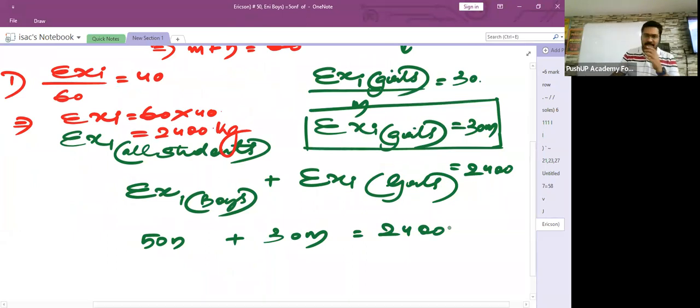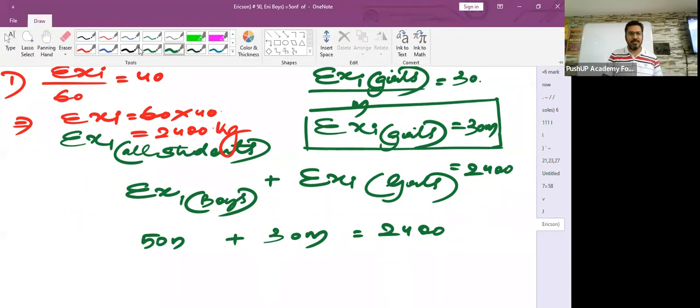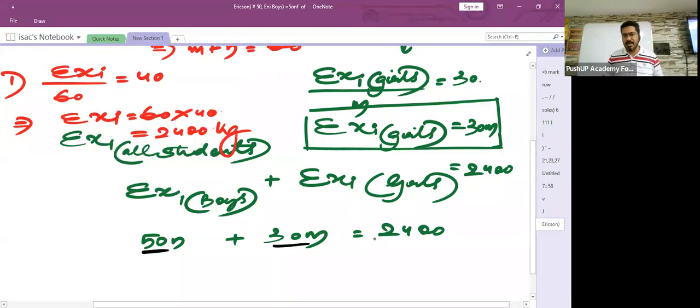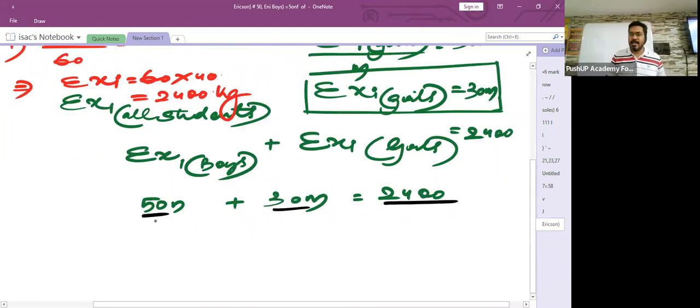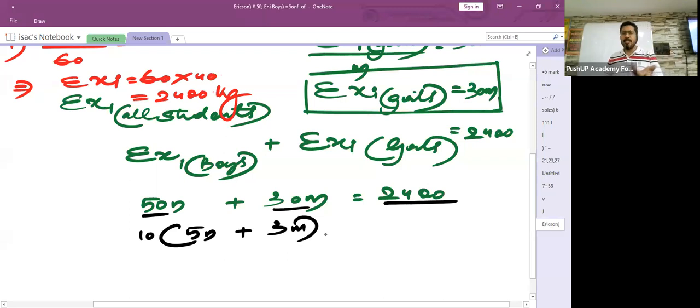Okay, you got another equation, children. Now if you notice, there is some common factor between these three values: 50, 30, and 2400. Can somebody tell me what is a common factor? 10. 10 is a common factor, isn't it? Very good, children. So I will take the 10 out as a common factor. So 10 into 5n plus 10 into 3m. It's the same thing, no? If you open the bracket again, you will get back the same old thing, 50n plus 30m. Just that I have taken 10 out as a common factor, which is equal to 2400.